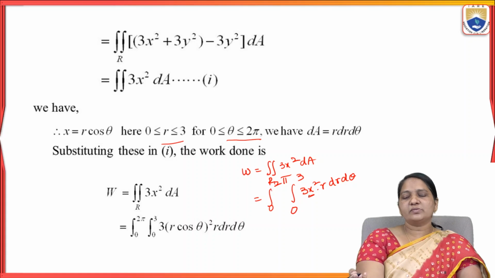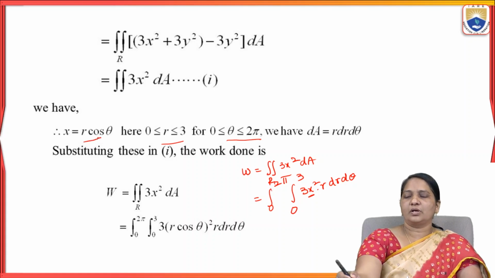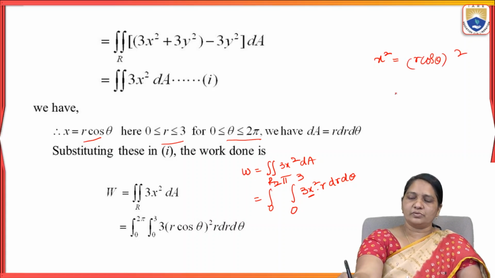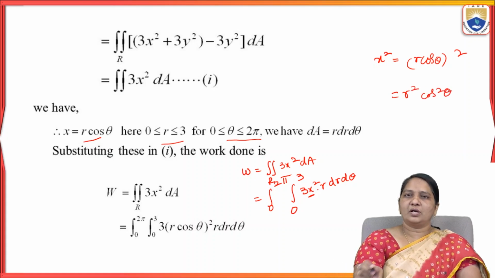That's why in place of x we are writing r cos theta. So what is the x square value? x square value is (r cos theta) whole square. What is this value? r square into cos square theta.